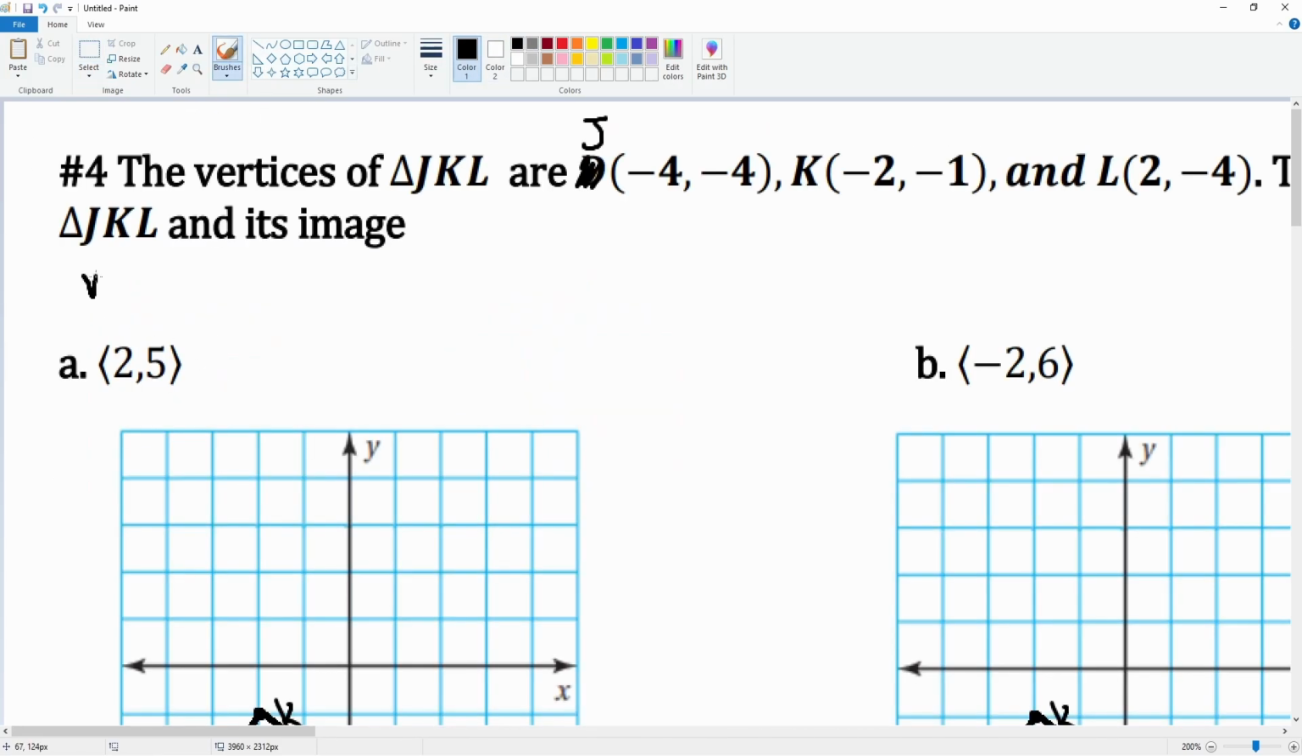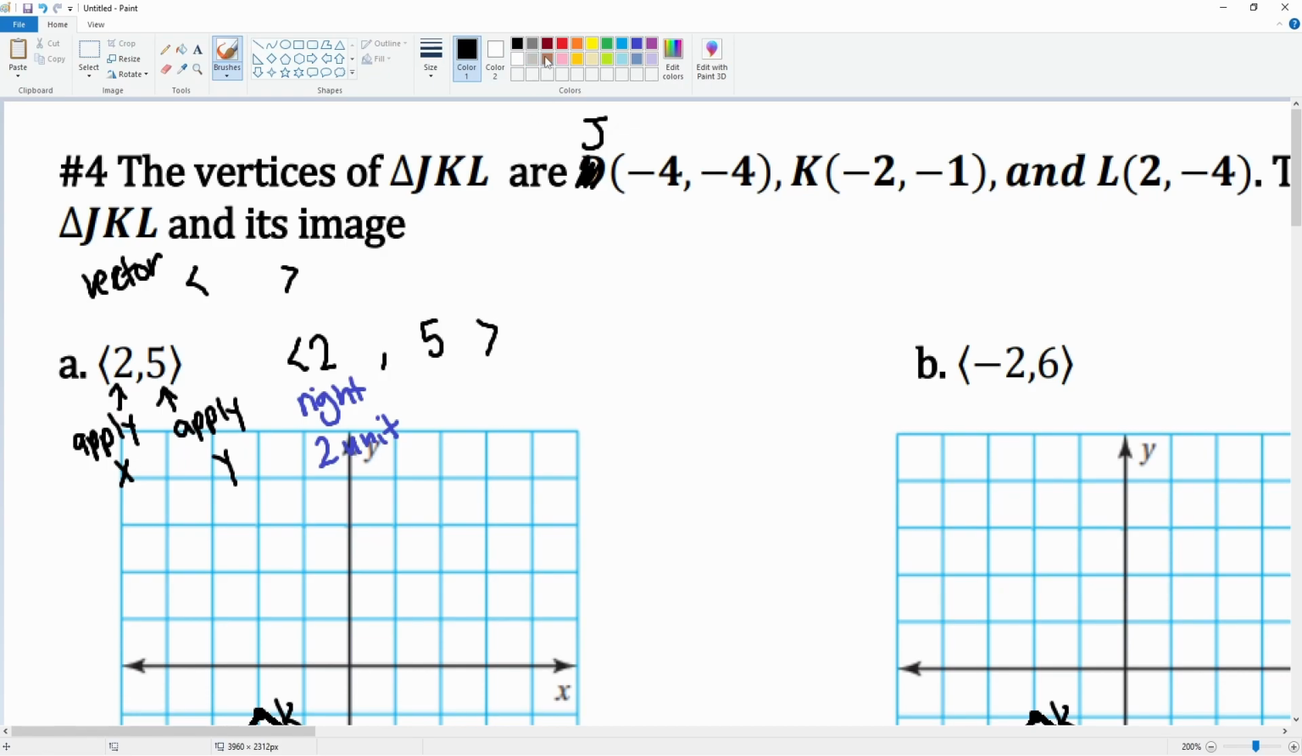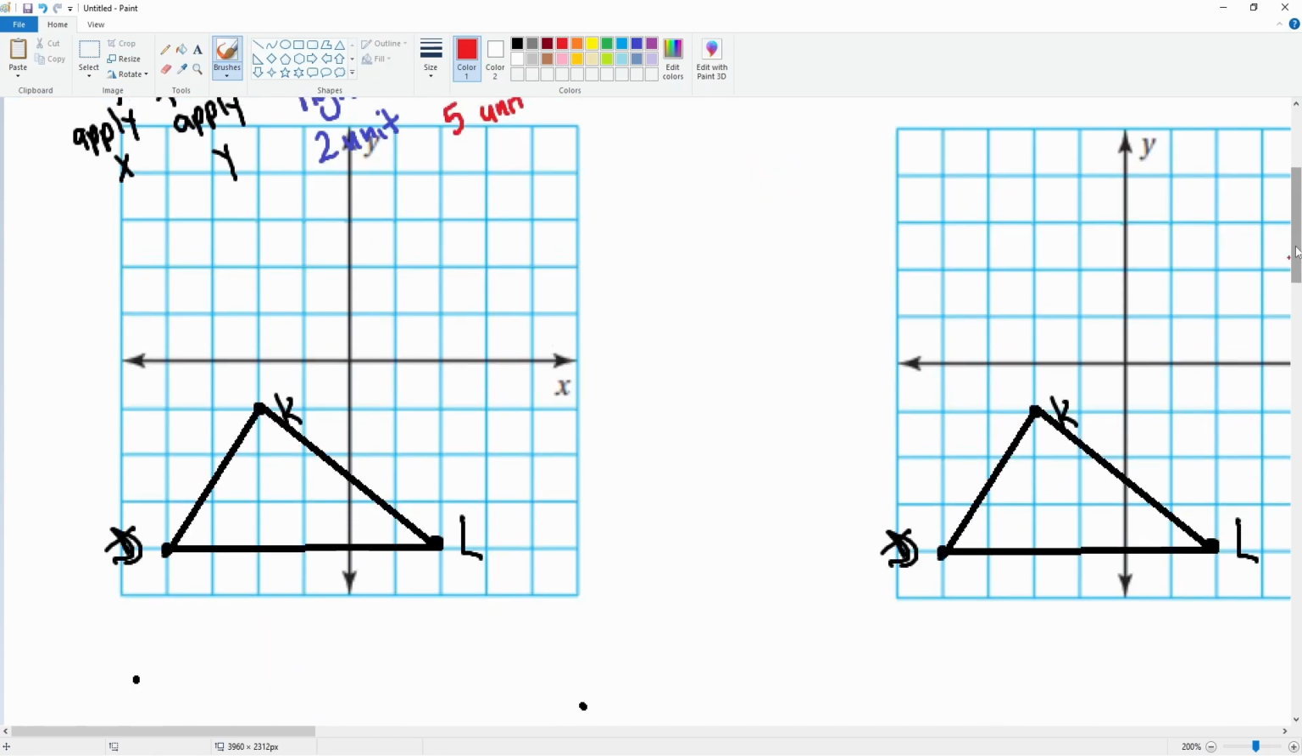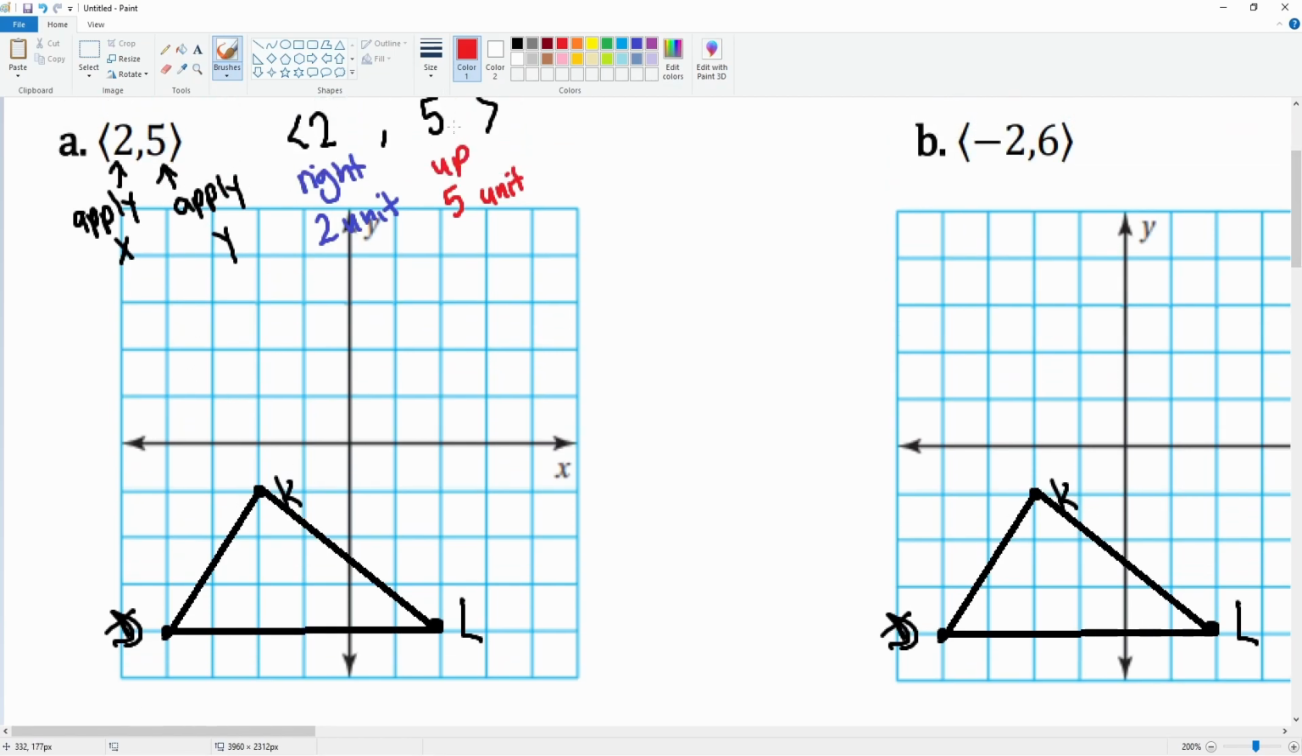Okay? This is a vector. The vector is in this format. The first value is applied to the X. Then this is applied to the Y. The +2 here indicates that you are going to go right 2 units. And then the 5 here is going to indicate that you're going to go up 5 units. Okay? So every single point here is going to go up 5, then right 2.